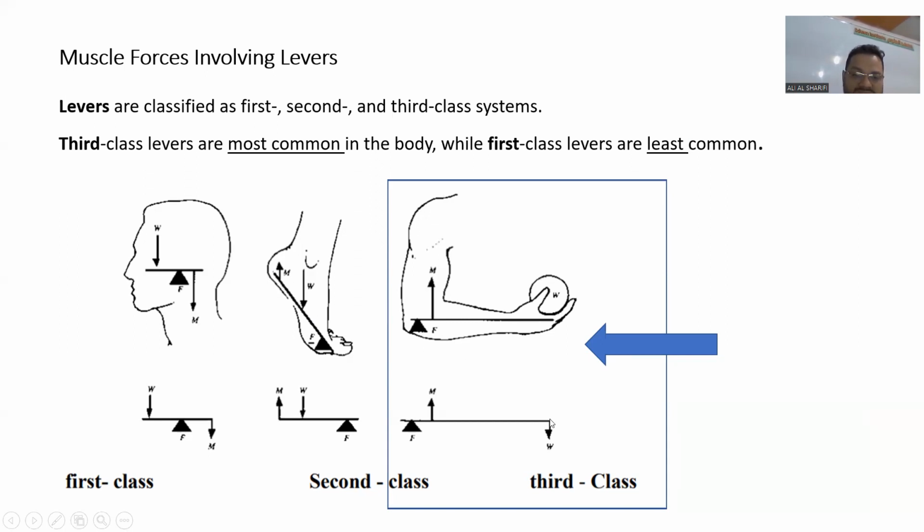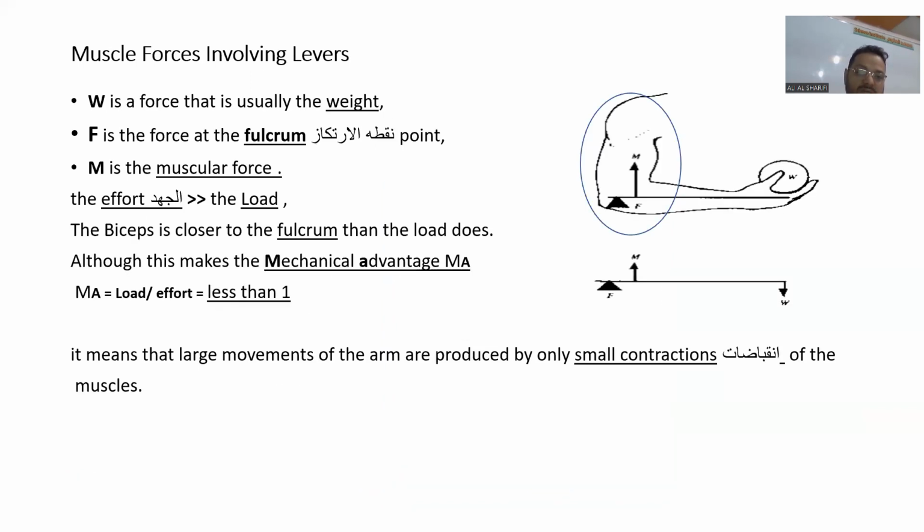Let's take a deeper look at these three situations, three kinds. What is the W here? The W means the weight, M the muscular force, and the most important thing is this triangle. That means the fulcrum point is the most important thing in all the previous kinds. Fulcrum point.